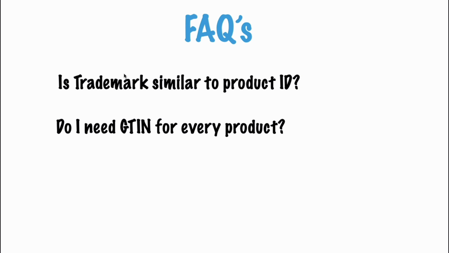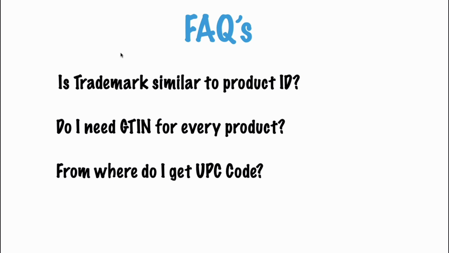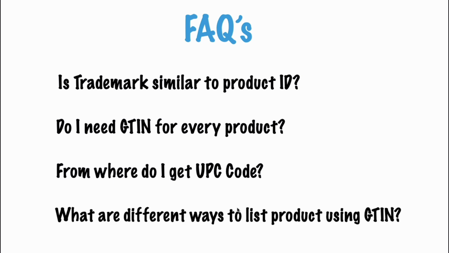Do I need GTIN for every product? The answer is no. You have to take the GTIN exemption for one particular category, and you can list any product you want with the same GTIN. From where do I get UPC code? If you search on Google, you will find different websites, and you can go to AMZBlast.com and we will also provide UPC code.